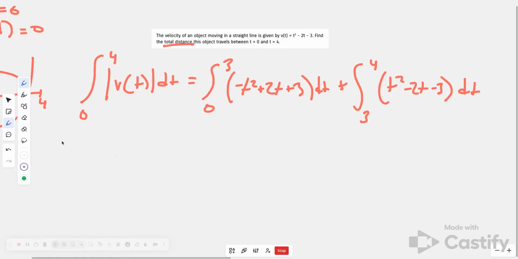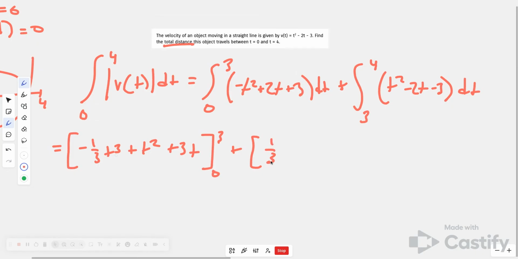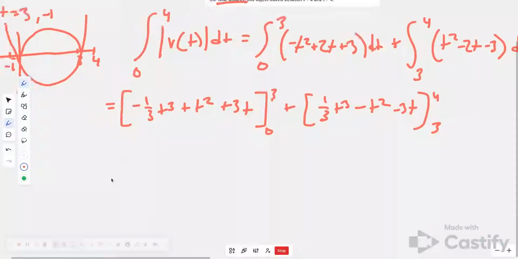So first we have to find the antiderivative of both of these functions. That'd be 1/3 t cubed plus t squared plus 3t. And then we would have to add 1/3 t cubed minus t squared minus 3t. And now we just plug it in and evaluate the integral.